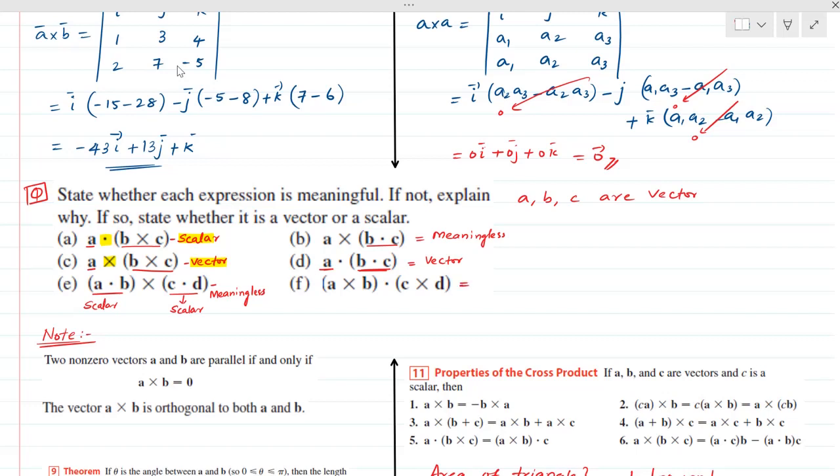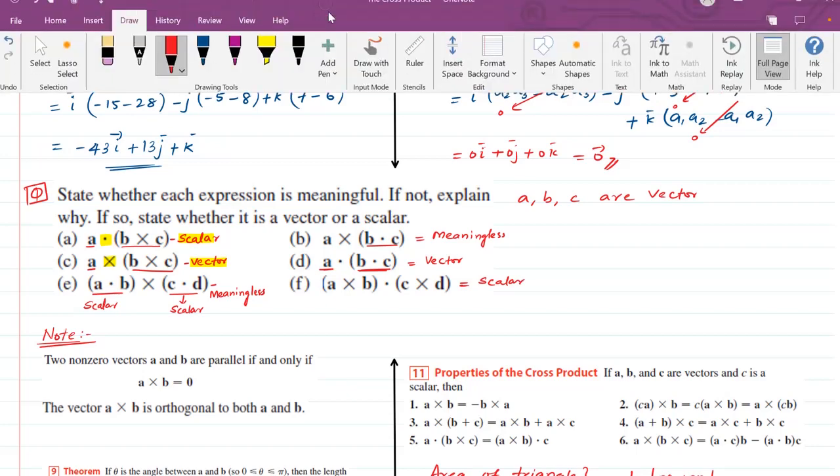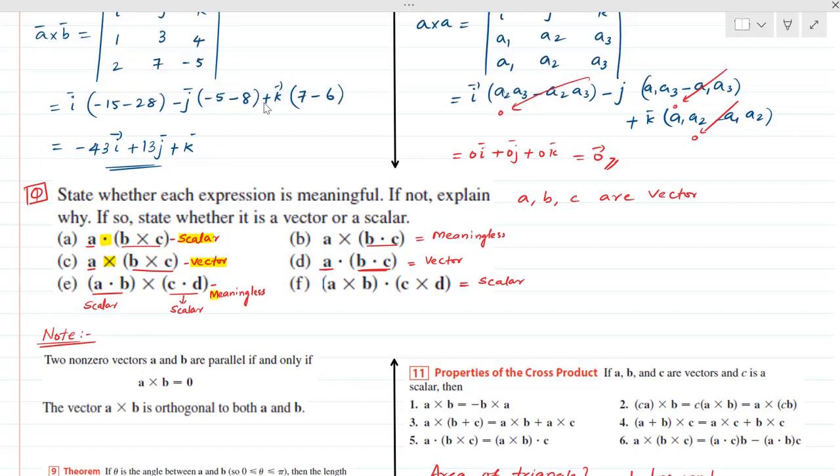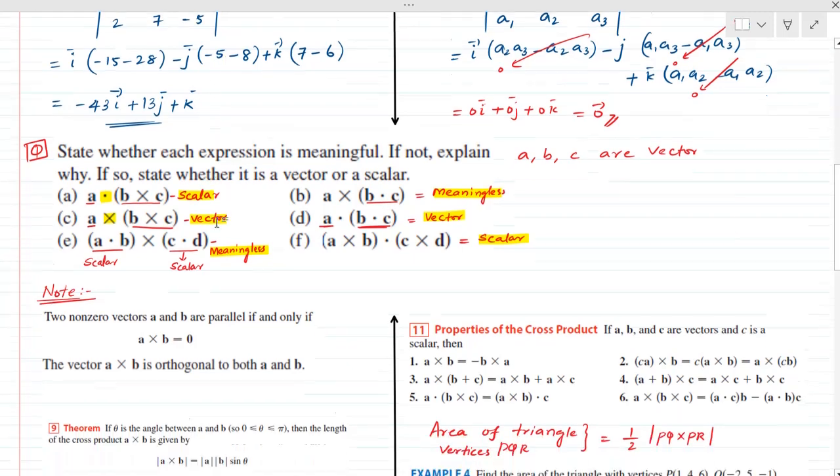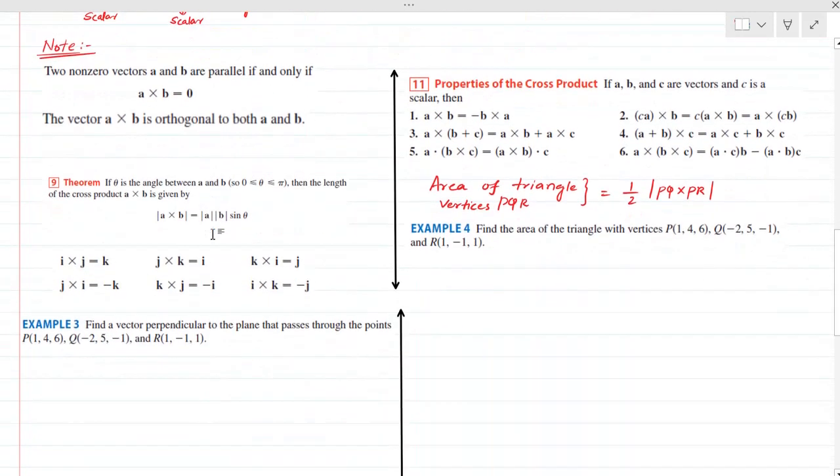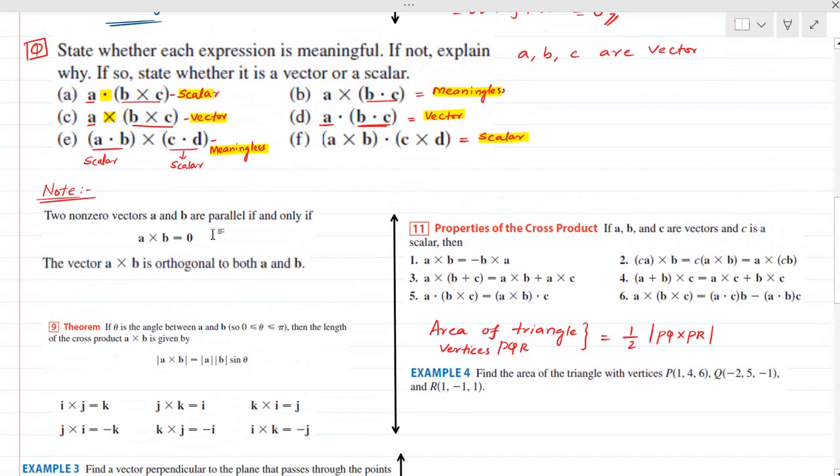Now the next one here: this is a vector, this is a vector. When you take a dot product, it becomes a scalar. So this is how you will validate the test. This is a very important thing. So two things are meaningless quantities when no vectors are given, and we will take that one.